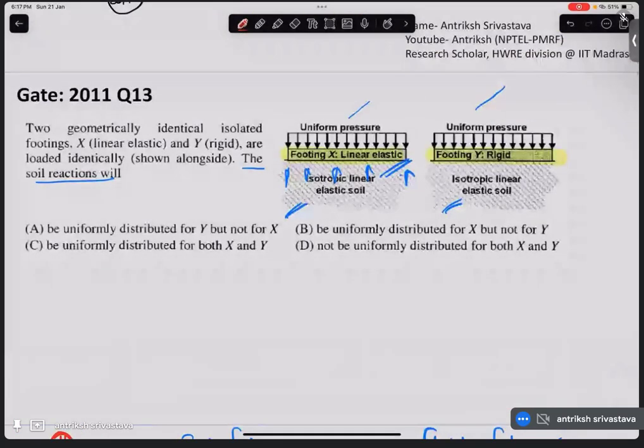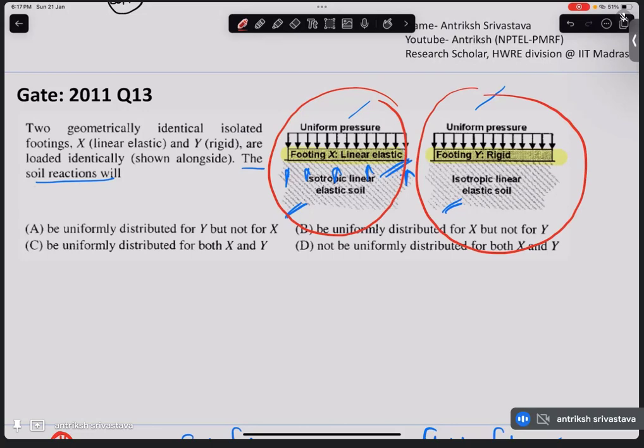Now I want you guys to tell me the answer to this question. The question is that you have two footings. X is linearly elastic, Y is rigid. Which one is going to have uniform contact pressure, and which one is not going to have uniform contact pressure? You can put the answer in the chat box.